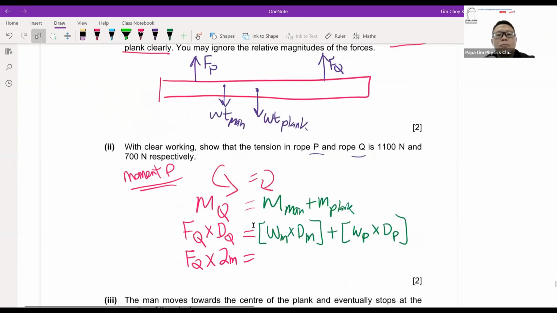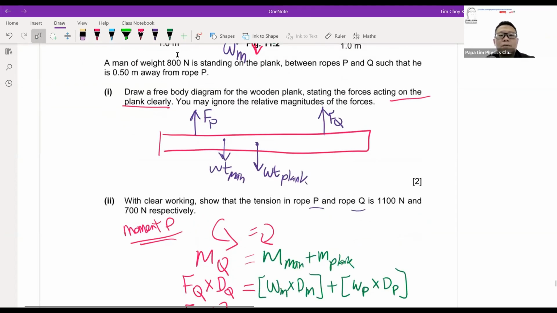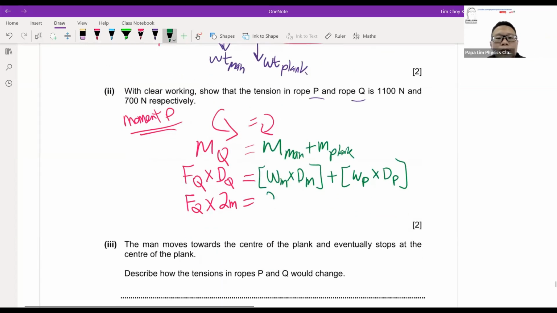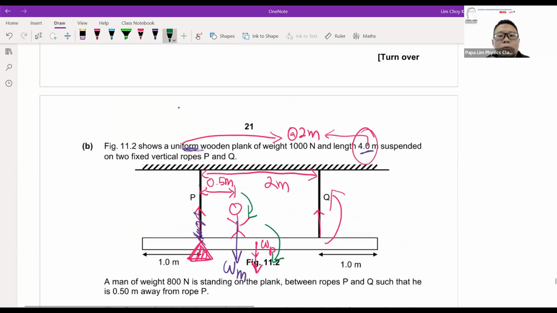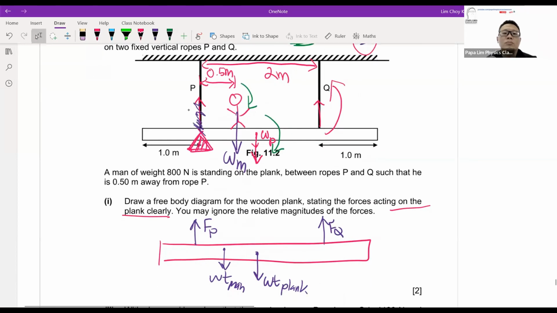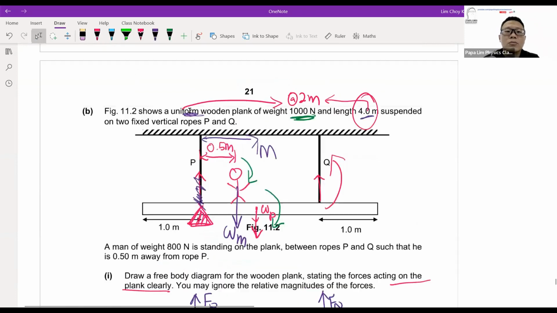Then the weight of the person is 800 Newton, 0.5 meter from P. So it will be 800 times 0.5. Weight of the plank is 1000 Newton. It is directly at the middle point, so it will be 2 meter, 2 meter. So in fact, this will actually be 1 meter, because the weight is a uniform plank.